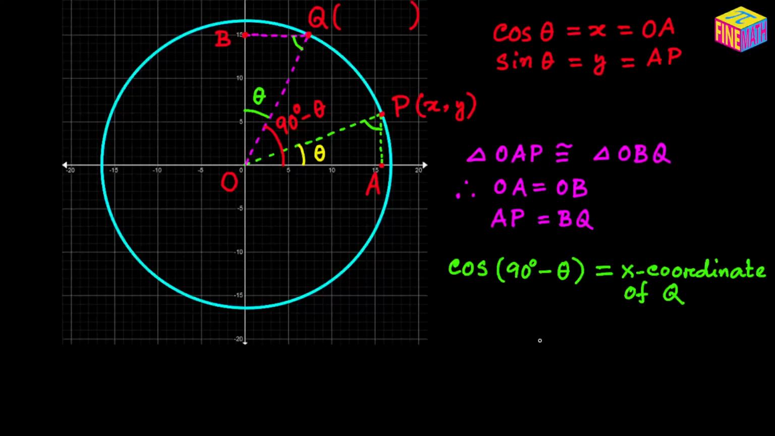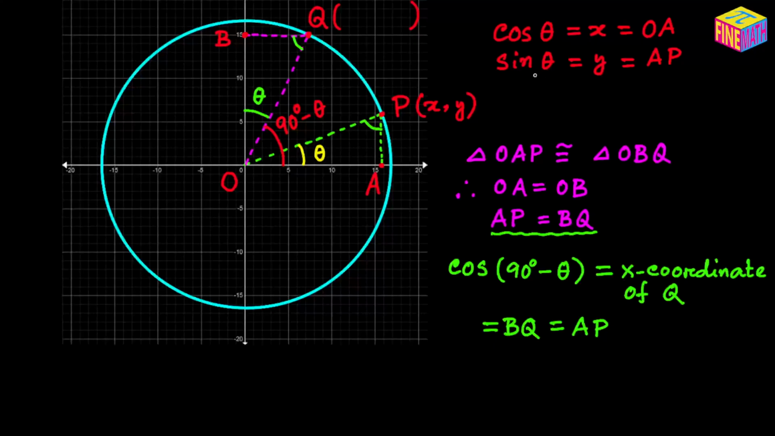And now if you think about it, what is the x coordinate? Well, that is actually the length BQ. If you think about this rectangular coordinate system here, the x coordinate of Q will be equal to the length BQ. So can we say this will be equal to the length BQ? And then from right here you can see that BQ is actually equal to AP. So can we write it as AP?